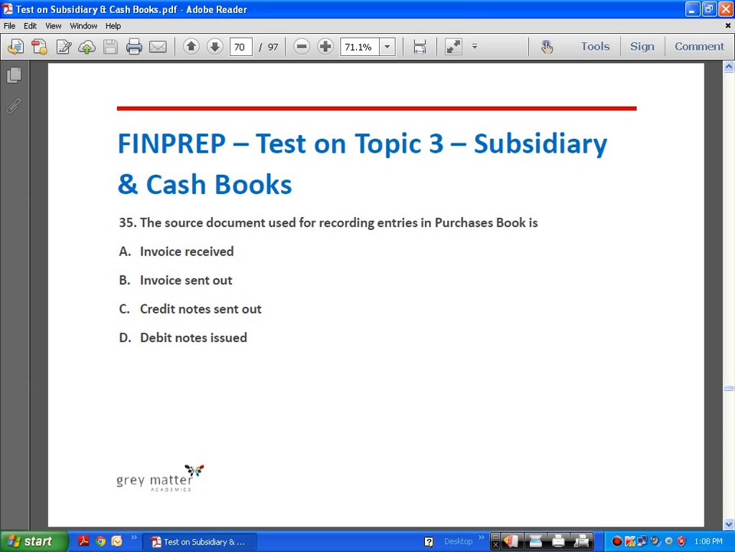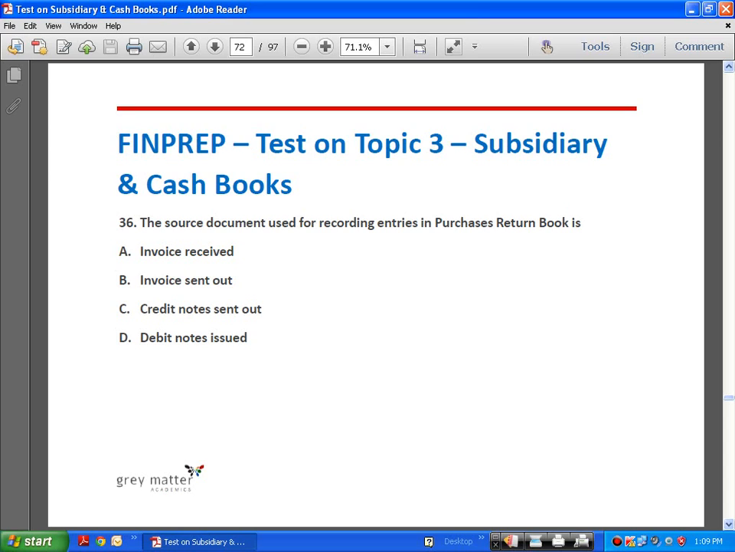The source document used for recording entries in purchases book is, okay, so when X sells to Y, X issues an invoice to Y, so Y receives the invoice, and based on the invoice that he receives, which is the source document for the purchase that he has made from X, he'll make an entry in the purchases book, right? So here the source document is the invoice that is received. Answer is A.